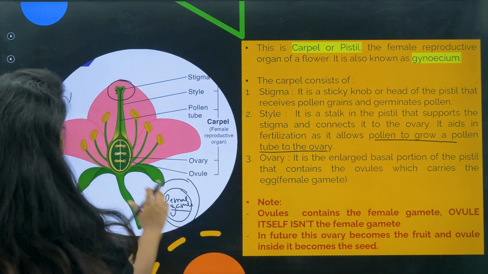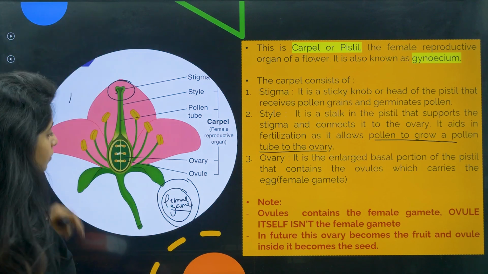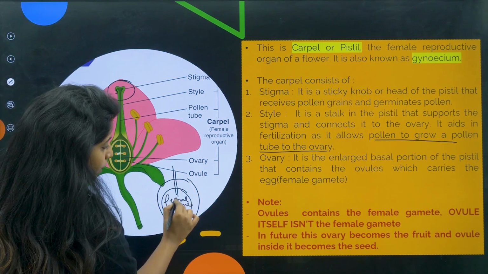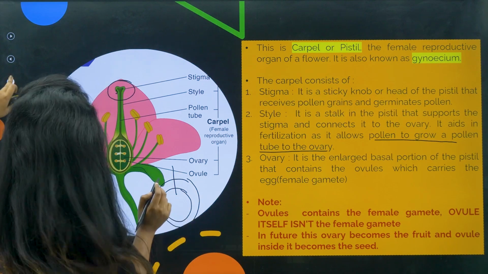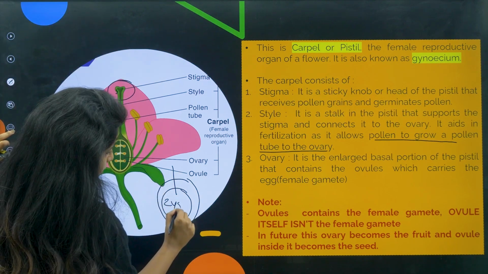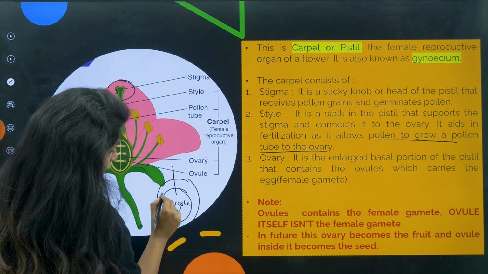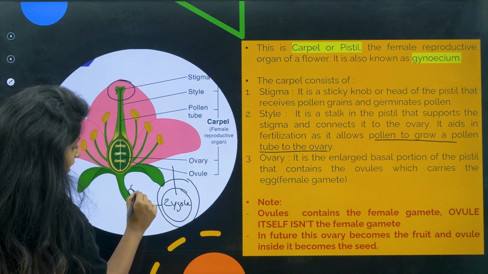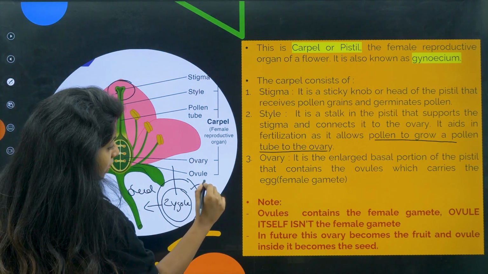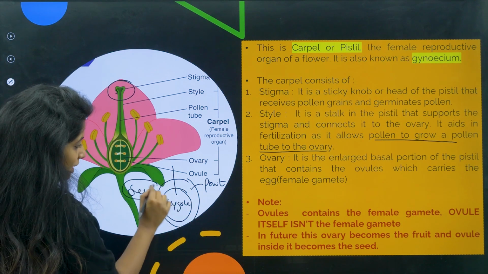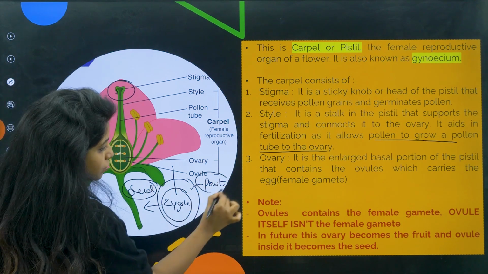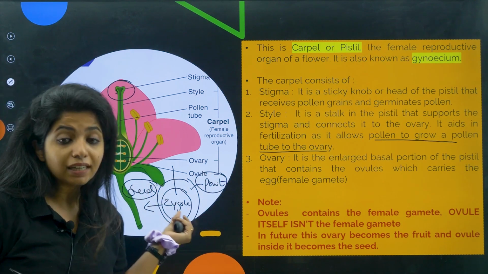Suppose fertilization has taken place. The male and the female gametes fuse. Now, inside the ovule, you will be getting the zygote. This is the ovule, right? The ovule will become the seed. The ovary which is there becomes the fruit, my dear children. Inside the seed, what do you have?